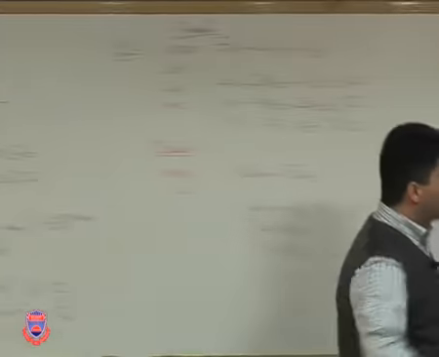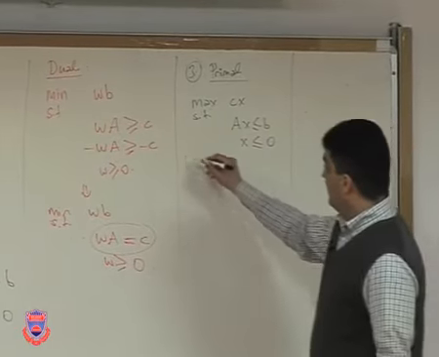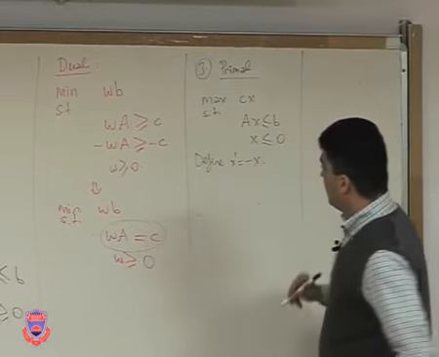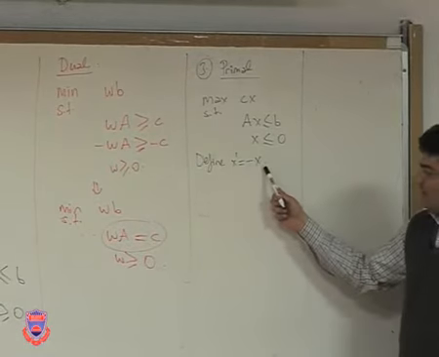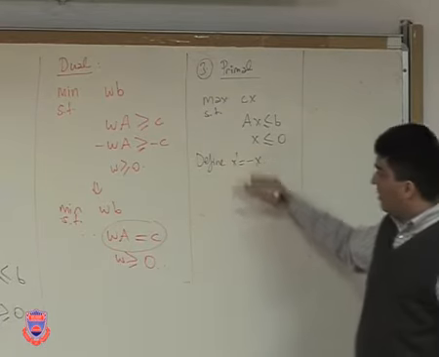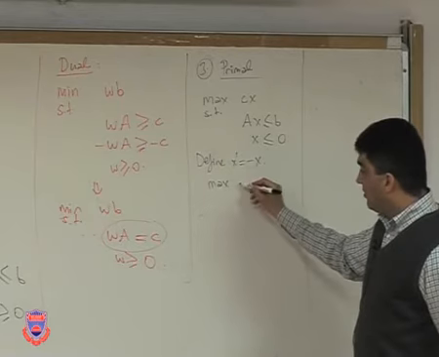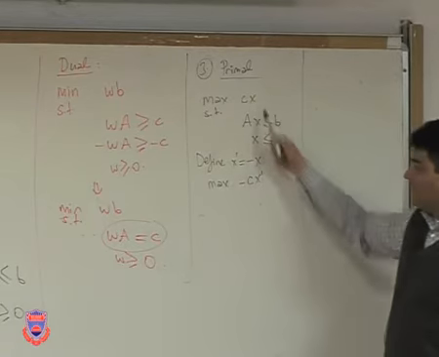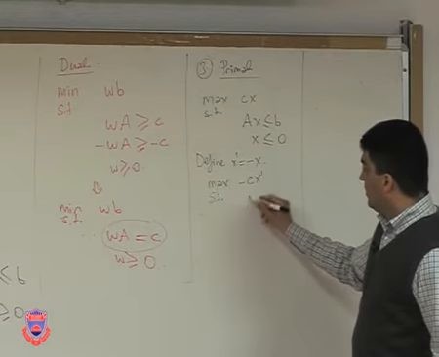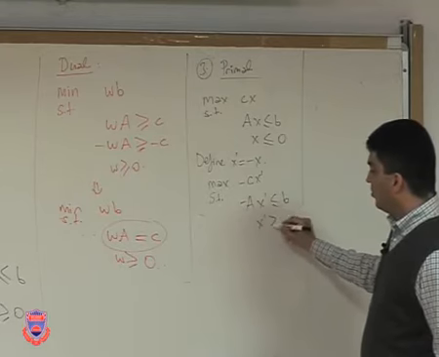Exactly. So first of all, I'm going to turn this problem into exactly that form. Okay? So let us define x prime to be equal to minus x. Since x is non-positive, x prime will be non-negative, right? So let me rewrite my problem in terms of my new decision variable. It's going to be maximize minus cx prime, since x is equal to minus x prime, subject to minus ax prime is less than or equal to b, and x prime is greater than or equal to 0.